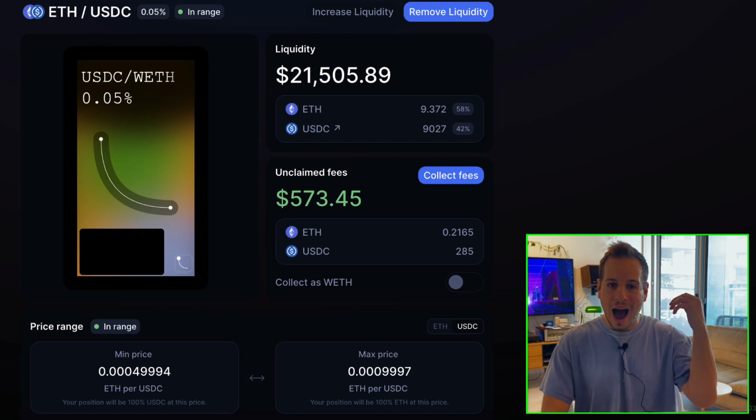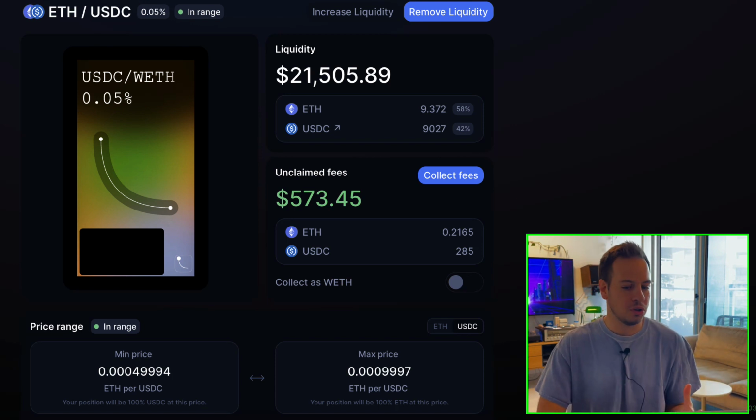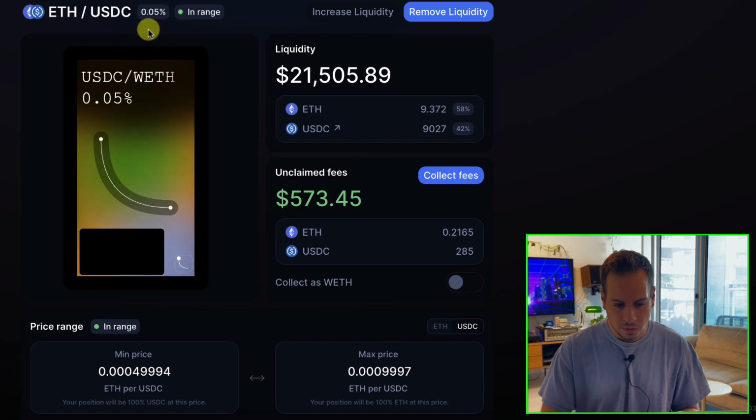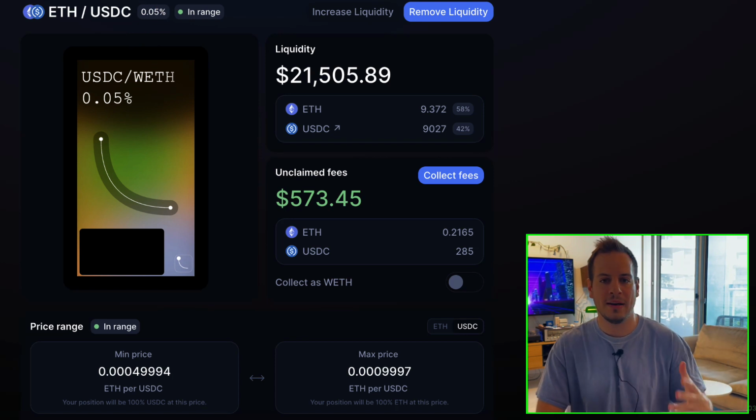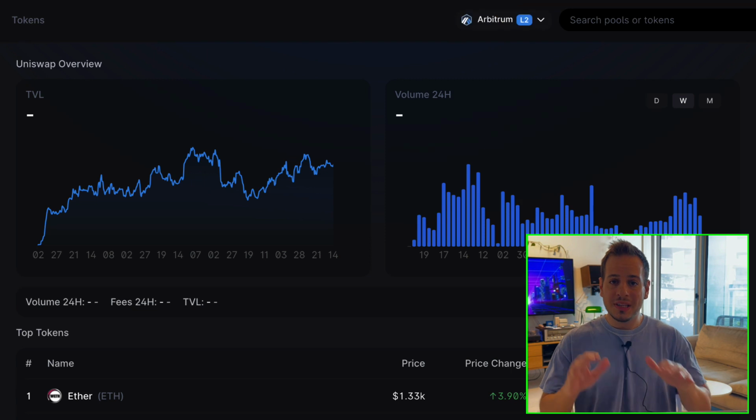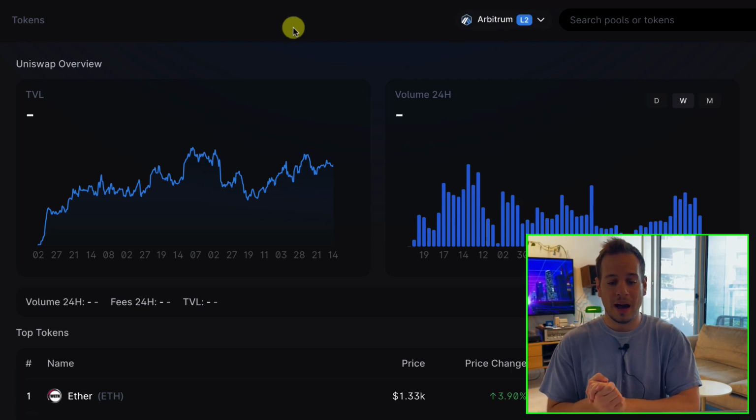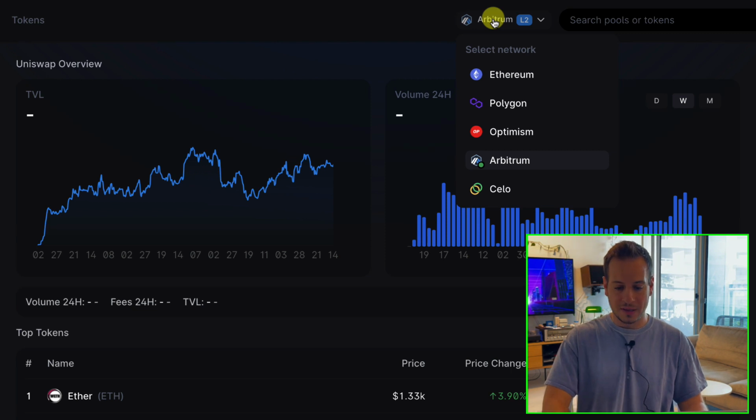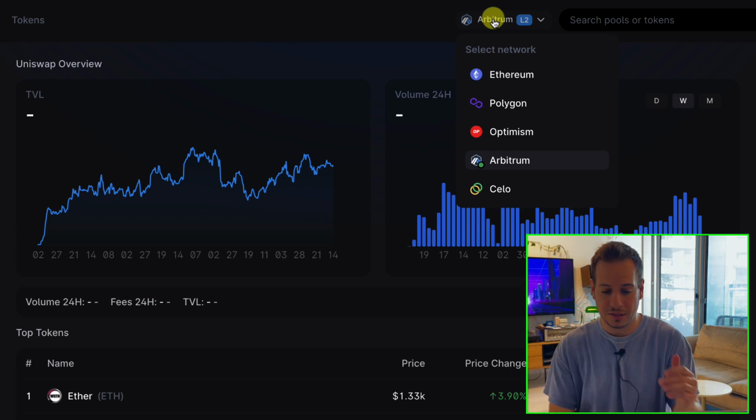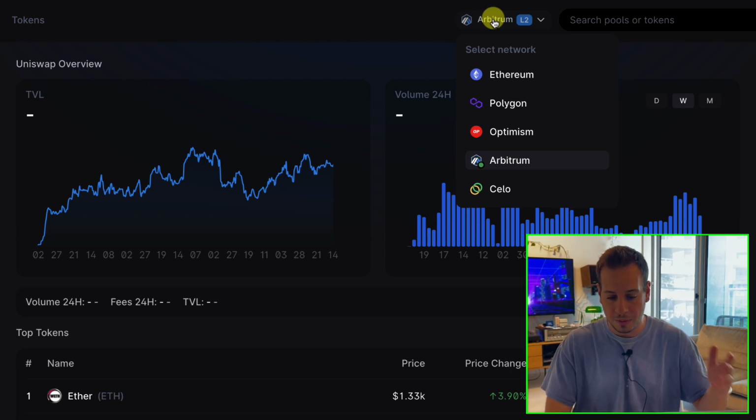Let's see how we can calculate and find opportunities similar to this one to see how we can make passive income on this kind of blue chips and stablecoins. So this particular opportunity I found on Uniswap on Arbitrum. Currently Uniswap is on 5 different blockchains, as you can see: Ethereum, Polygon, Optimism, Arbitrum and Celo.